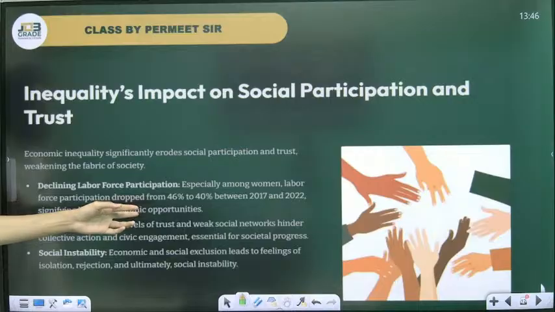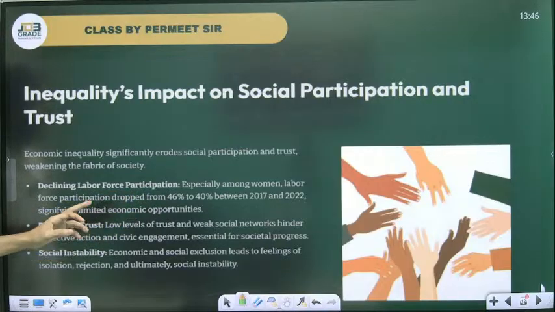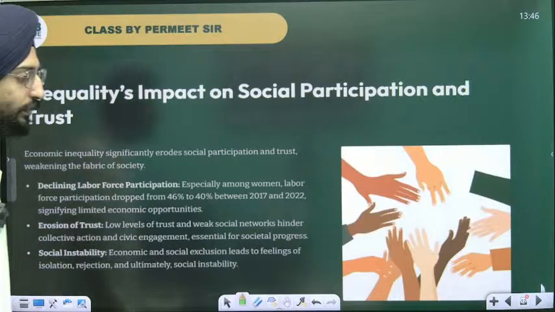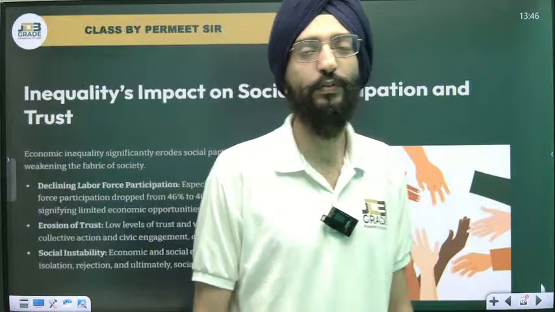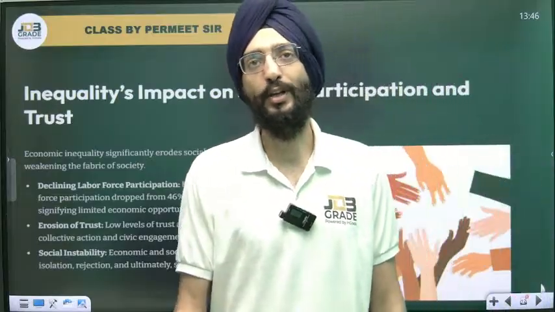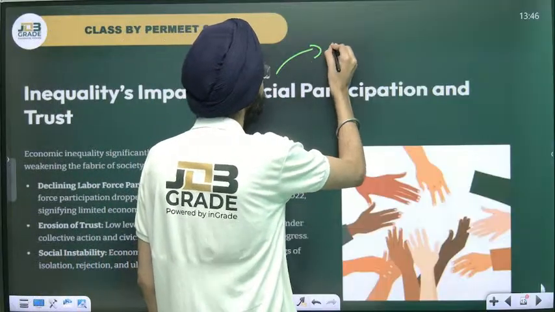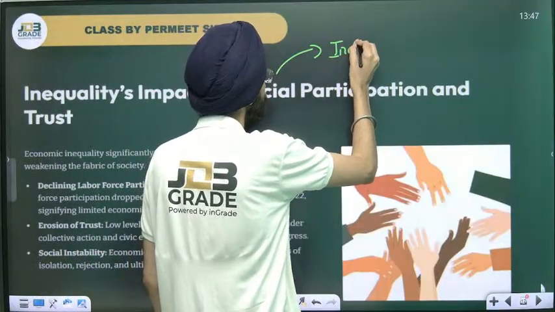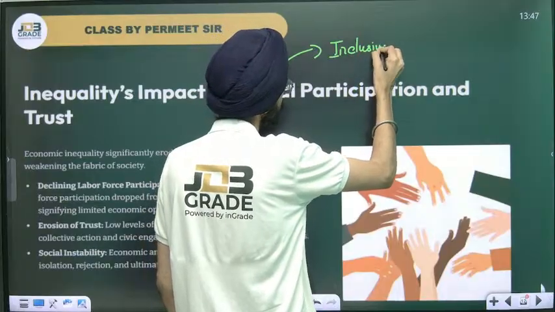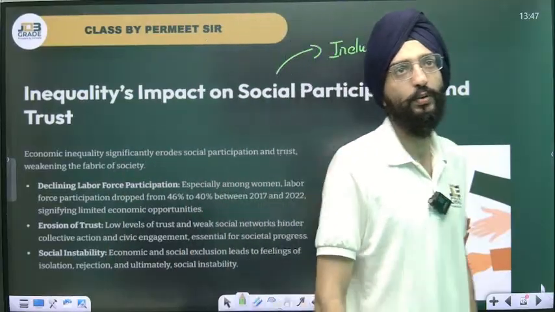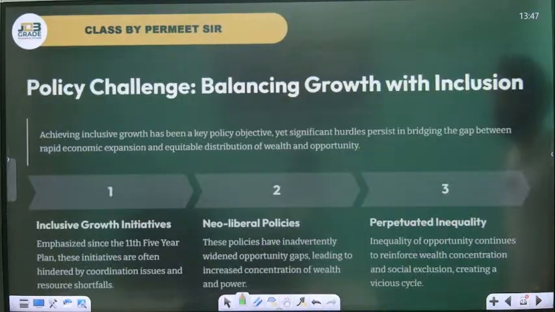Erosion of trust: low levels of trust and weakened social networks hinder collective action and civic engagement. Social instability: economic and social exclusion leads to feelings of isolation, rejection, and ultimately social instability. There has not been much participation because of economic inequality. Again, gender issues have been there. There are a lot of issues because of which we cannot call India an inclusive society. I hope that's clear.